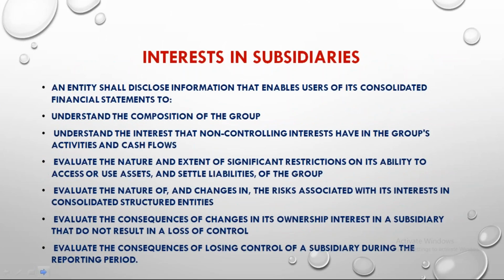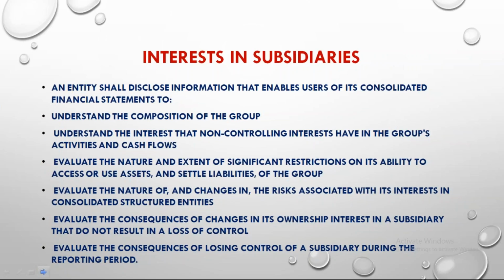Interest in subsidiaries. An entity shall disclose the information that enables users of its consolidated statements to understand the composition of the group. So whenever you are preparing consolidated financial statements, we must always tell the composition of the group, how much we are holding, how much the non-controlling people are holding. That is very important all the time. So that must be done. Understand the interest that non-controlling interests have in the group's activities and cash flows.